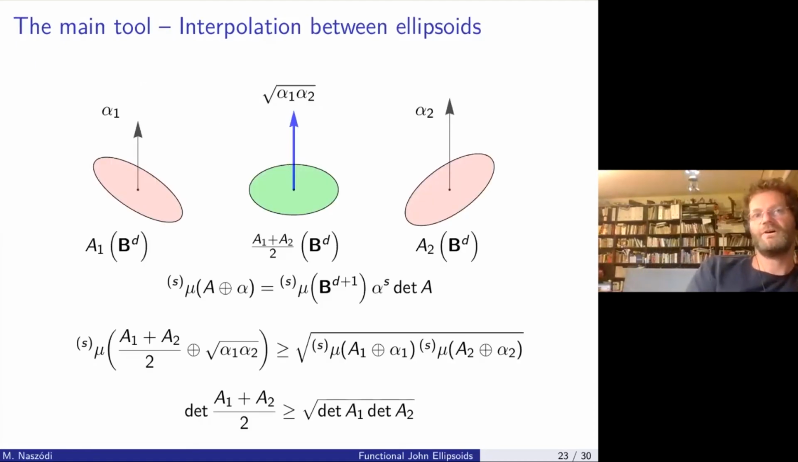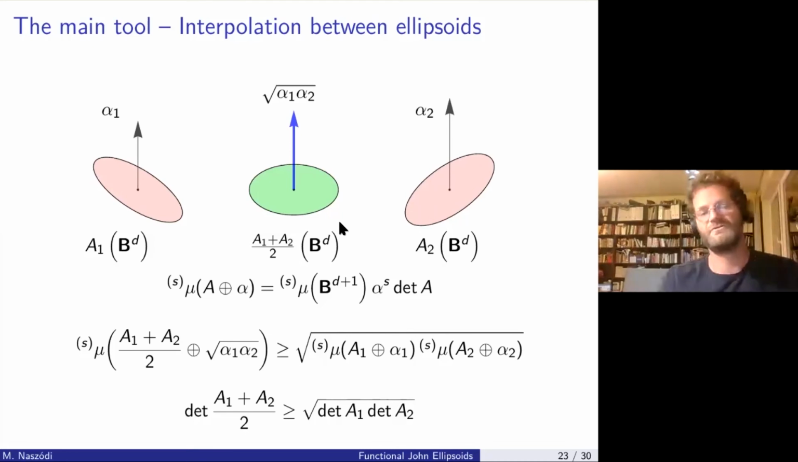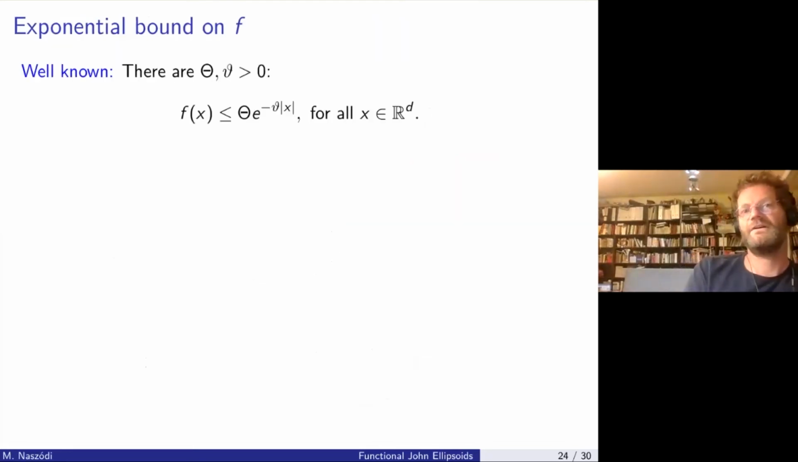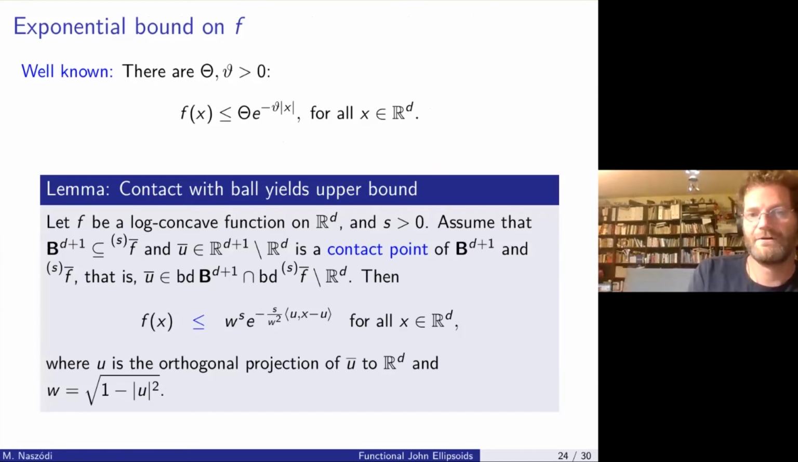Okay, so one tool we have is that if you have two ellipsoids, then you can create a third ellipsoid somehow in between. And the second tool is bounding a function f. Whenever you have a log-concave function, you can take this bound, e to the minus theta norm x, for some theta and capital theta that depend on f only. So for every log-concave function, you can bound it with a proper exponential function. But we have a much finer bound, which is the following.